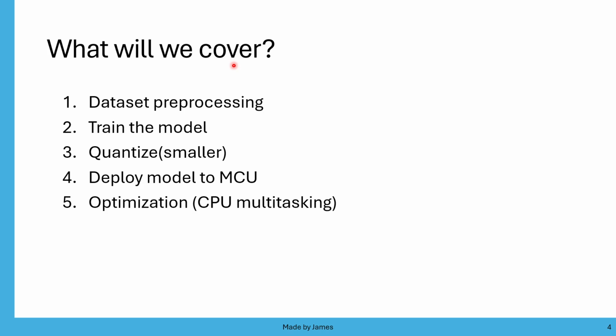So what will we exactly cover in this tutorial? First, we will cover dataset preprocessing, and we will show how to train the models and how to quantize the models, which is to compress the model to a smaller one. And we will show how to deploy the model to the MCU. The final one is we will show how to optimize the models, including CPU multitasking and RAM management, which is memory management, to figure out what is the best of the models and how we can push the model to the limits on small devices.